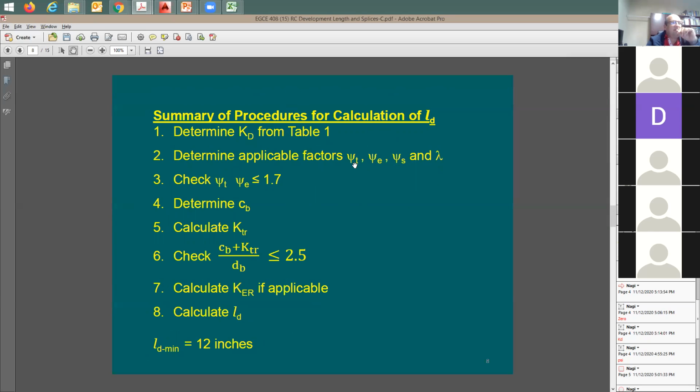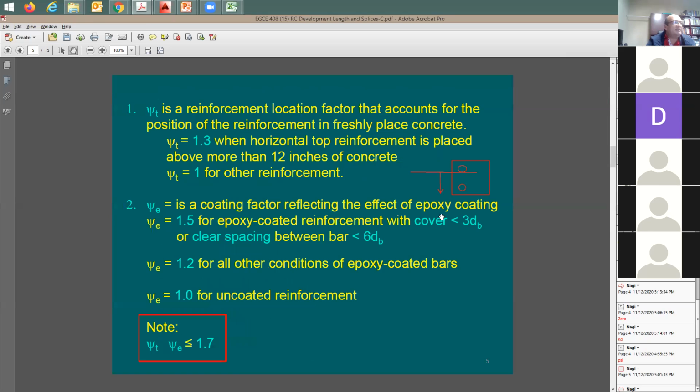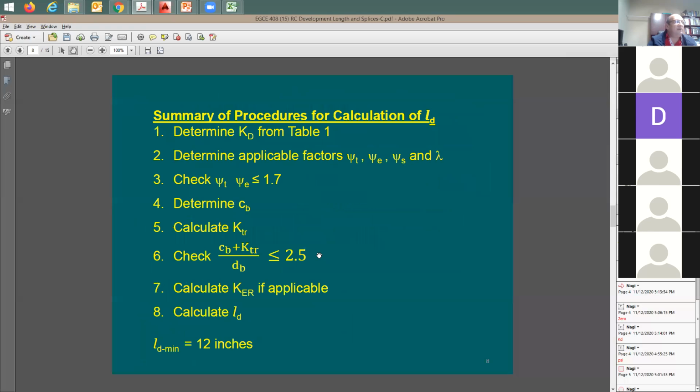Would those values be given on a problem or no? I'm not going to say psi T or psi E or psi S is given like this, but I'll give you some description. I'm going to say epoxy coated, so you know what I'm talking about. If I didn't mention epoxy coated, it means it is not epoxy coated, so you just take it to 1. So you'll figure out these values yourself based on the description of the problem, but the value is not going to be given to you.